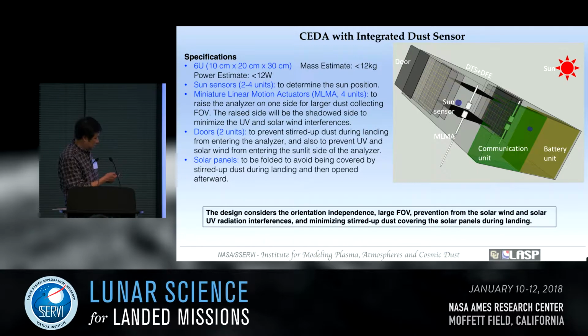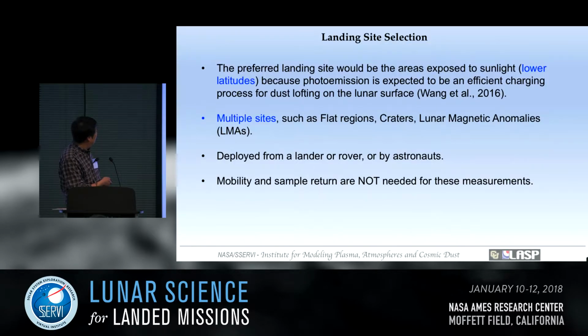All right, so for the landing site, based on our experiments, we need either photoelectrons or secondary electrons. And photoemission is always a dominating charging source in space. So we have relatively low requirements. We just need a site in the sunlight, and that's it. Which means lower latitudes will be better, but it's not limited to that. And multiple sites will be good. The flat regions are the baseline.